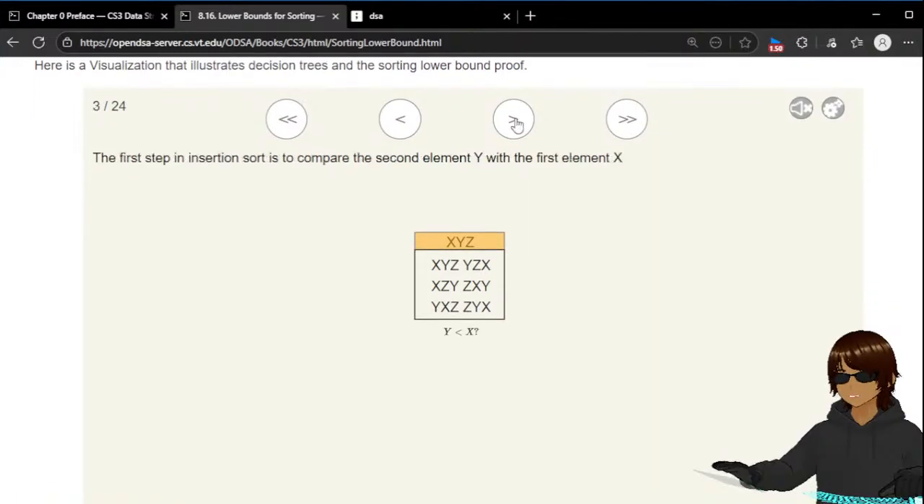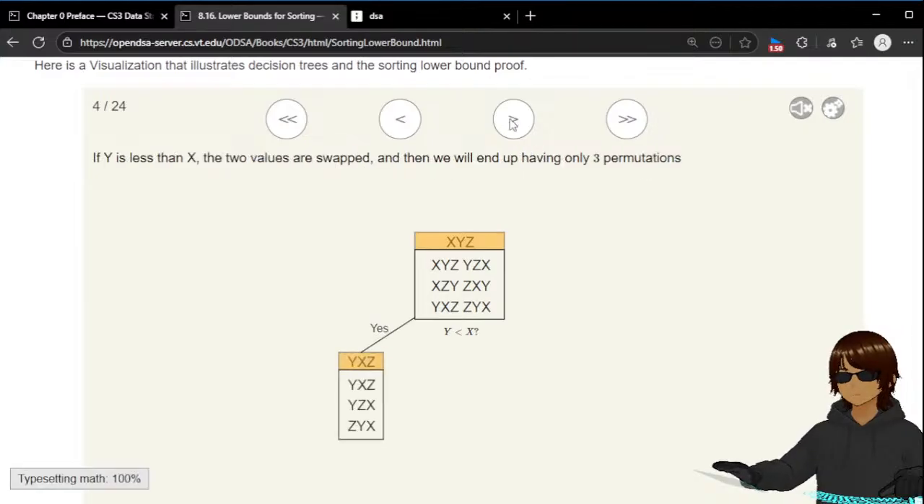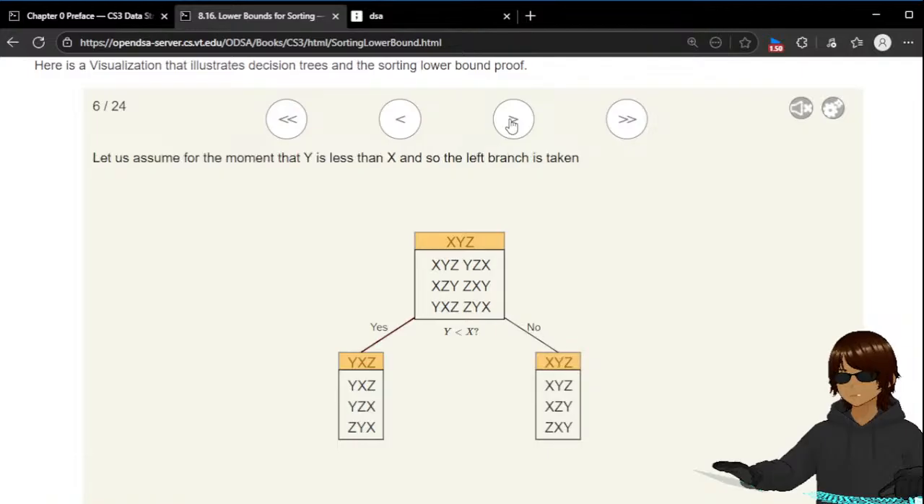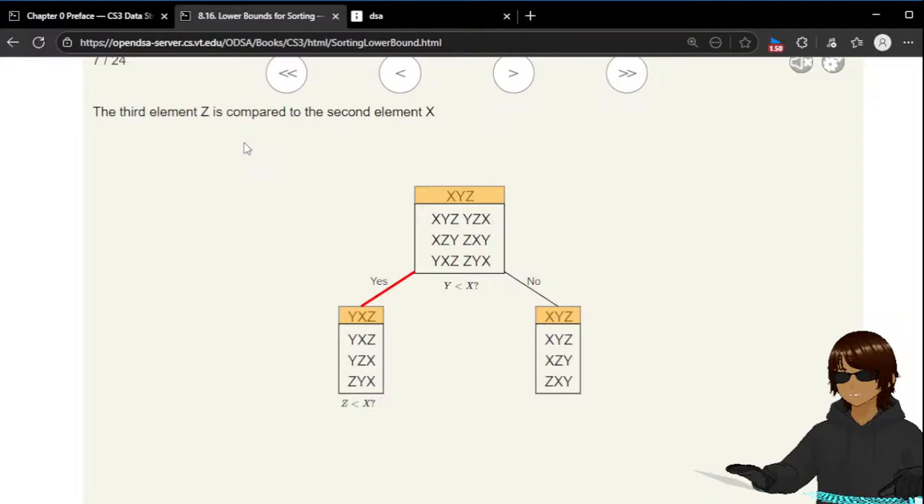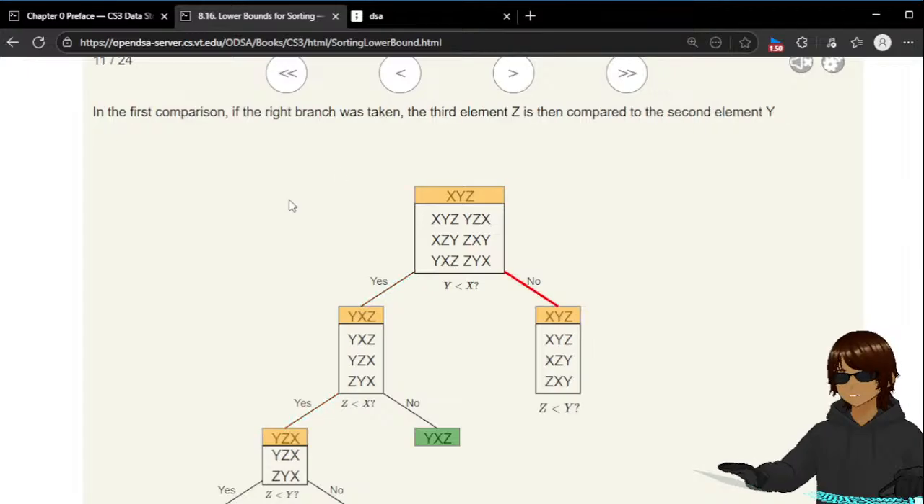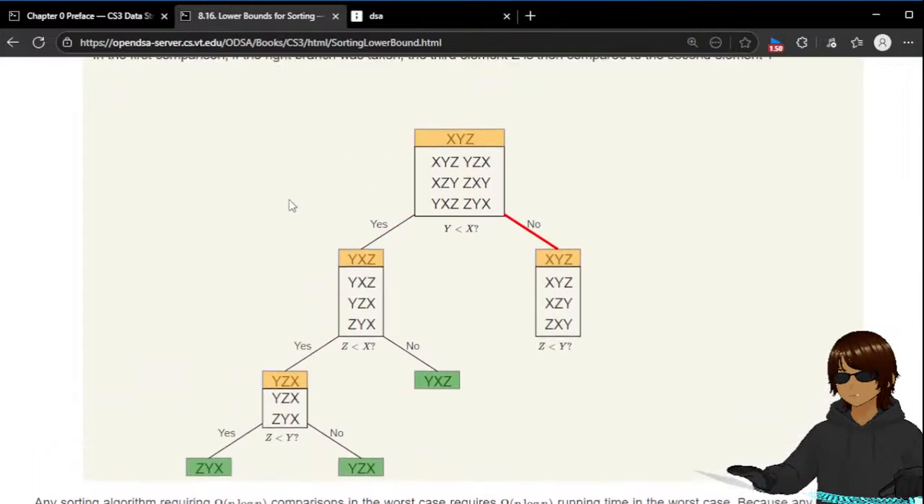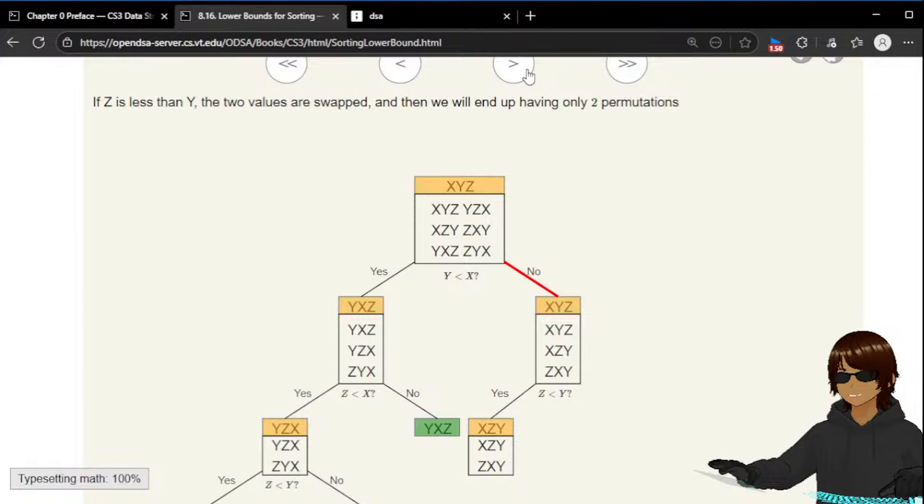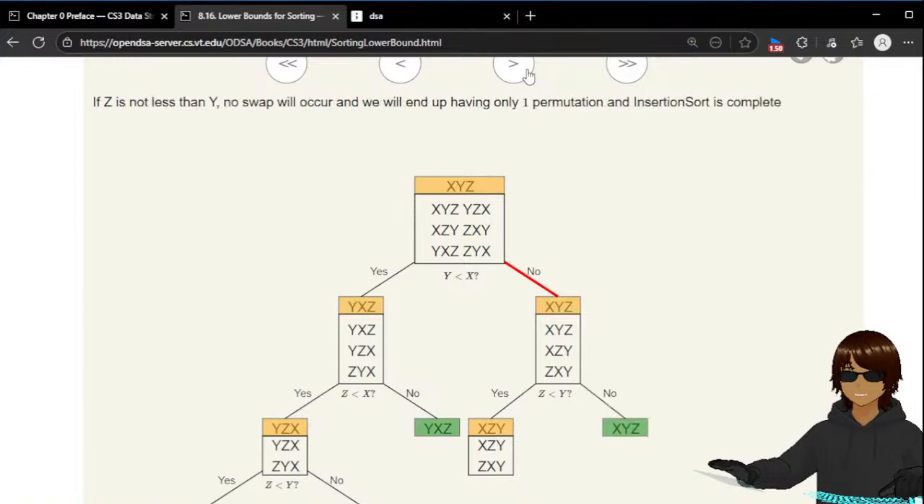XYZ. The first step in insertion sort is to compare the second element y with the first element x. Yes, no. The third element z is compared to the second element in x. Yes, no. And then z and y are compared. This is the decision tree. That's why we'll take n log n time.